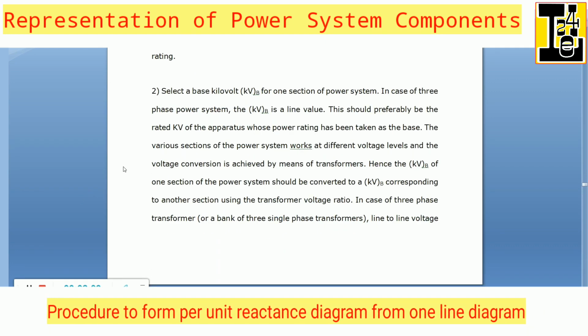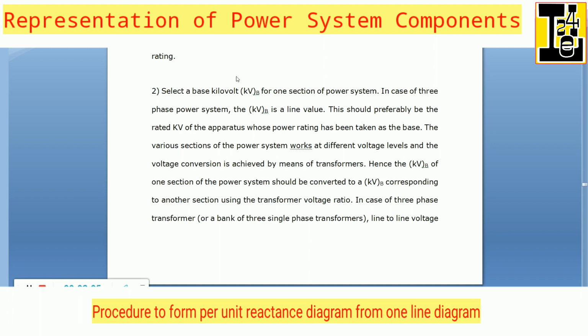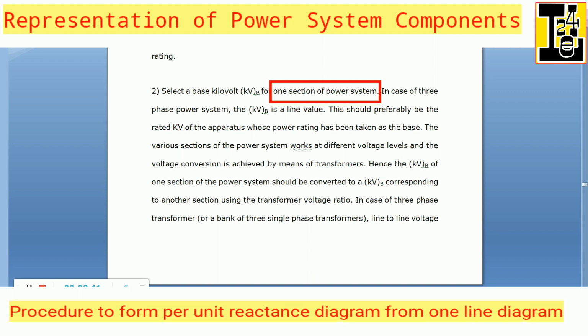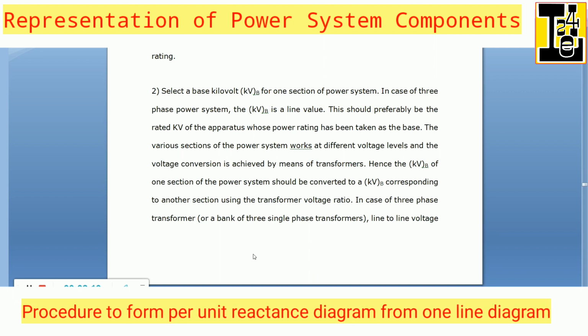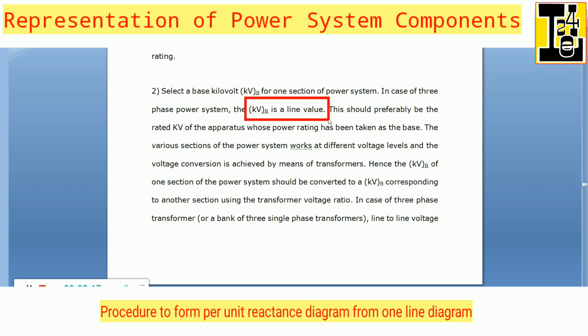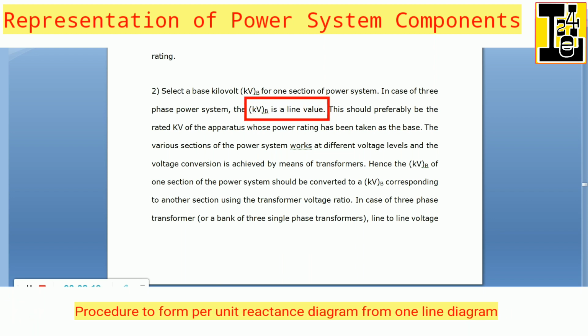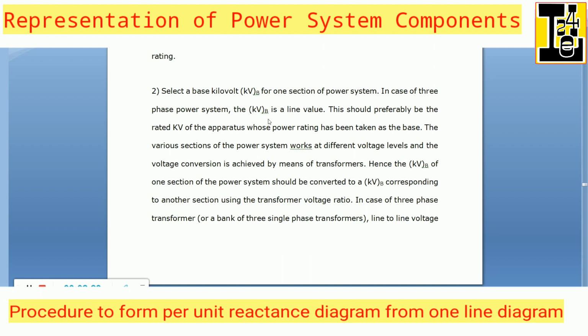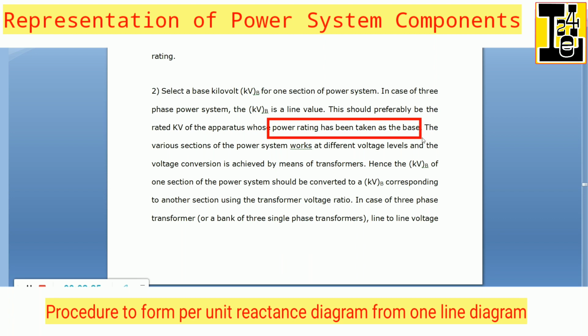The second step is to select the base kV for one section of the power system. In case of a three-phase power system, the kV base is a line-to-line value. This should preferably be the rated kV of the apparatus whose power rating has been taken as the base.